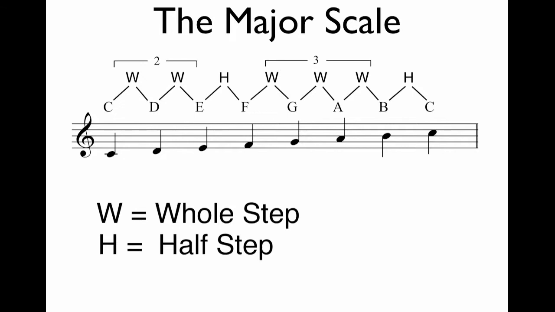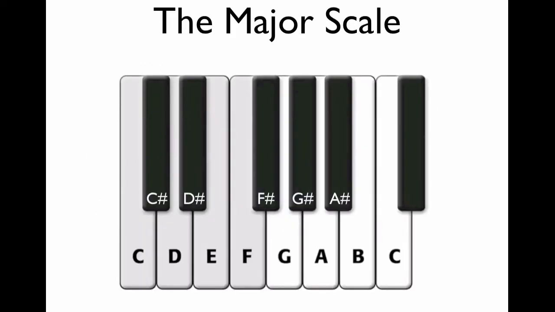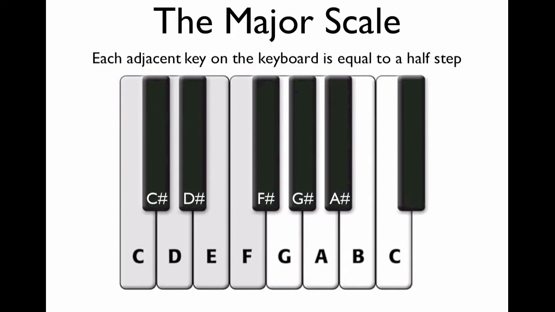C major is used in this example to demonstrate the scale, as it only uses the white keys on the piano. Let's take a look at a diagram of a keyboard to make this clear. This diagram shows 1 octave of the C major scale on the keyboard. Every adjacent note on a keyboard is a half step. 2 half steps will equal 1 whole step.